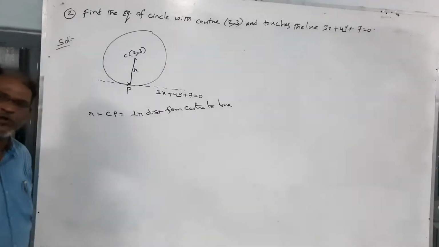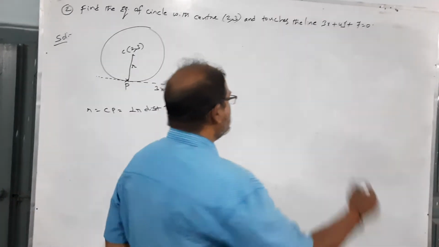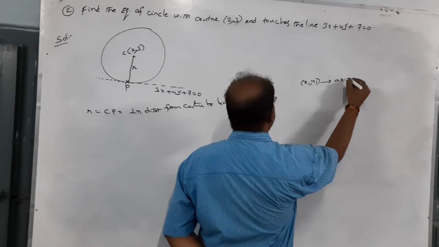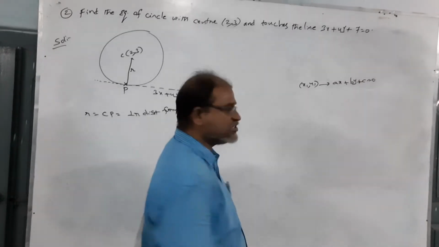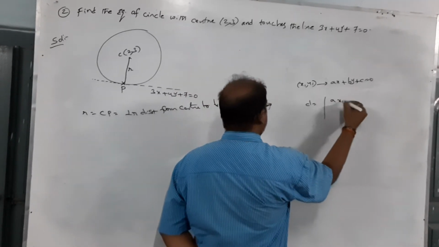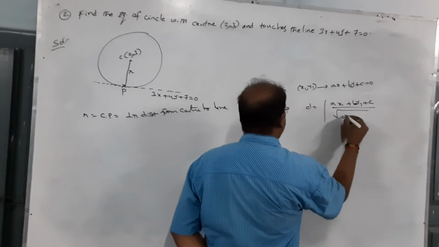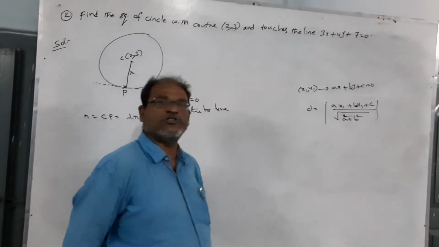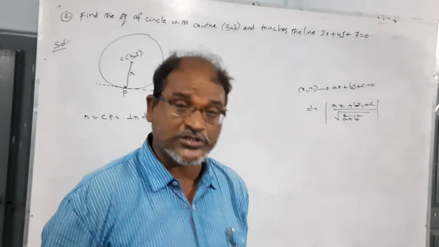What is the formula for perpendicular distance? From a point x1, y1 to the given line ax plus by plus c equals 0, the perpendicular distance d equals modulus of ax1 plus by1 plus c, divided by root of a square plus b square. Modulus gives the positive value because length and distance are always positive.